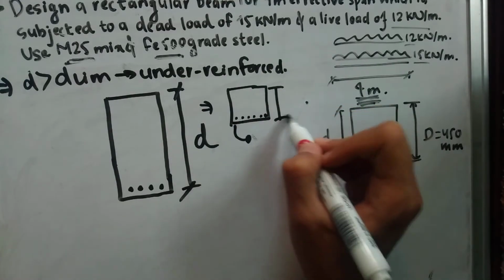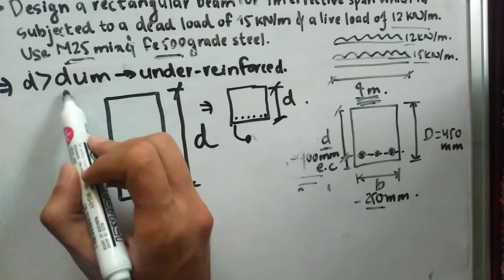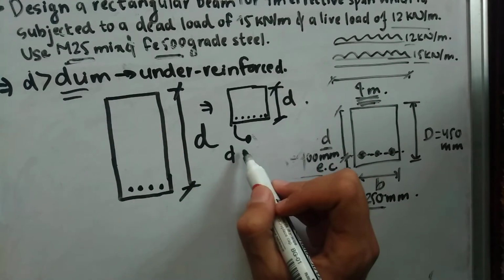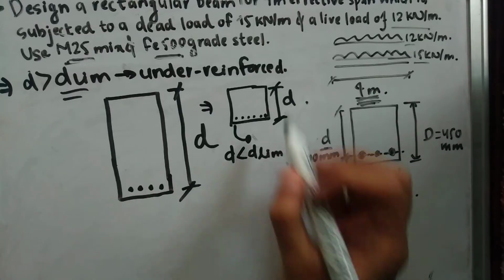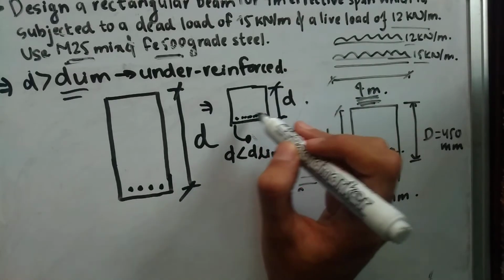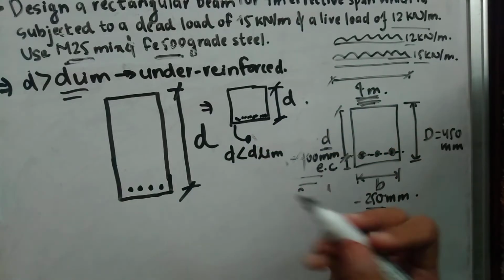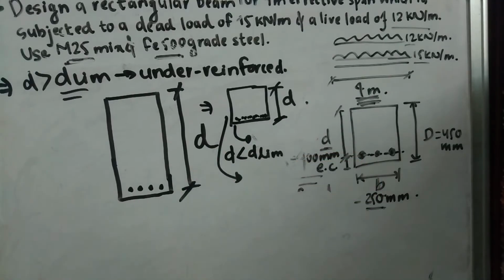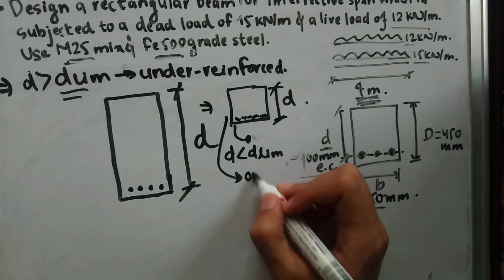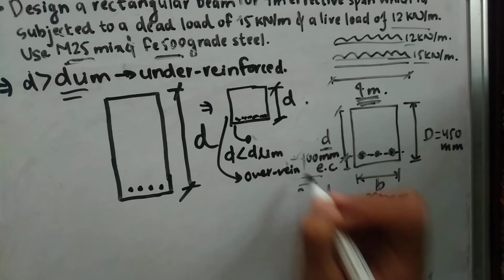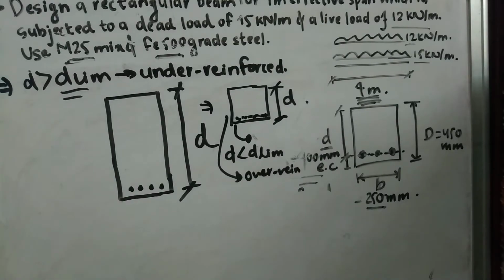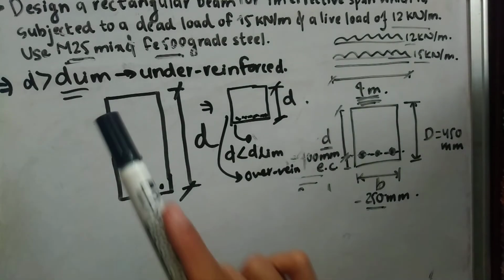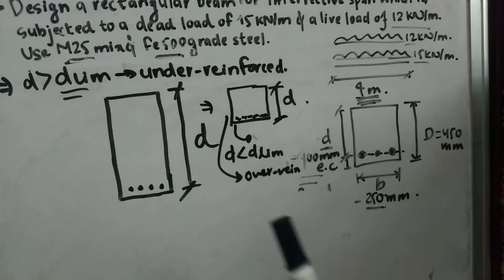If I keep D less than D limiting, in that case I need to use more reinforcement so that my beam structure does not fail. So the reinforcement is taking more load, or in simple terms, the reinforcement is high in number, so it becomes over reinforced. Hopefully you have understood why, if D is greater than D limiting, it is under reinforced, and if D is less than D limiting, it is over reinforced.